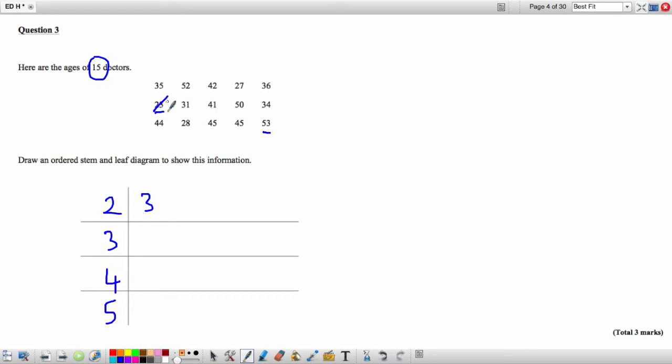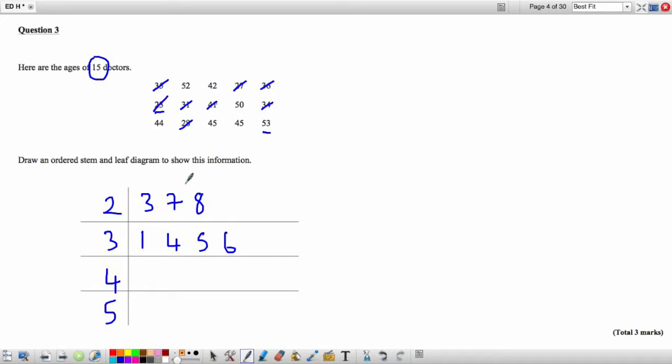So 23 is our first number here. Our second smallest number is 27, 7 here, and then we have 28 here, 8 next door. Moving on now to the 30s, 31, 34, 35, and 36.